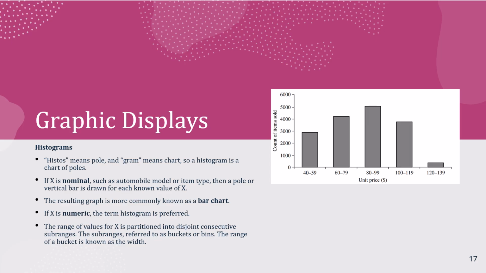Histograms. Histo means pole and gram means chart, so a histogram is a chart of poles. If X is nominal, such as automobile model or item type, then a pole or vertical bar is drawn for each known value of X. The resulting graph is more commonly known as a bar chart. If X is numeric, the term histogram is preferred. The range of values for X is partitioned into disjoint consecutive subranges. The subranges are referred to as buckets or bins. The range of a bucket is known as its width.